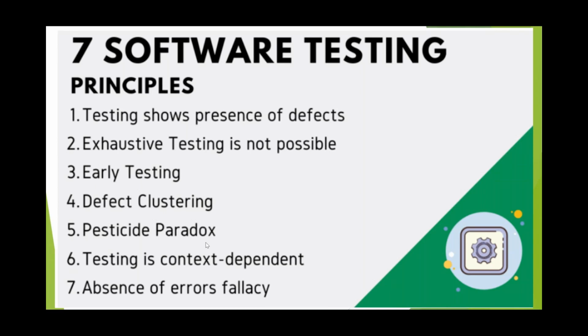Did you get it? Yes, yes. Okay. So is everyone clear with defect clustering and the pesticide paradox? Because for the other principles, by seeing the title you can understand, whereas for these two it's difficult to understand from the title. If anyone has any question, please feel free to ask.